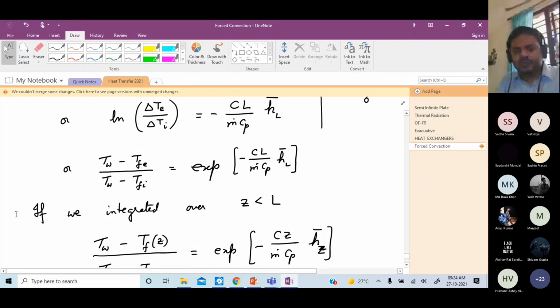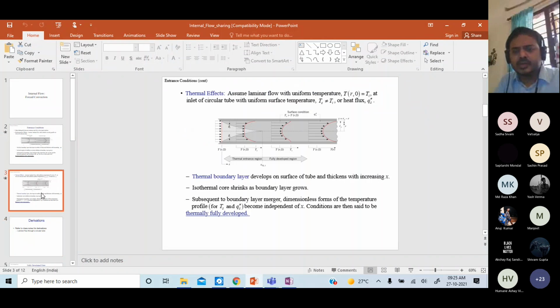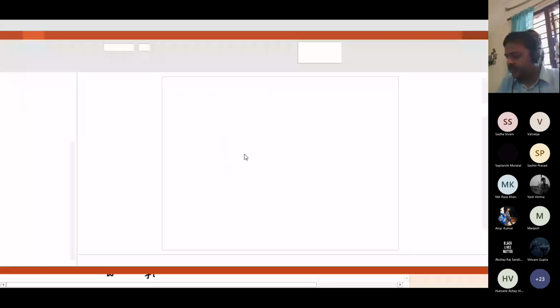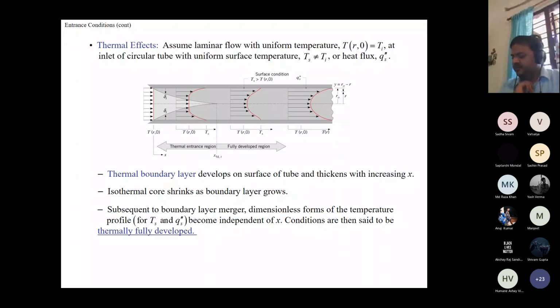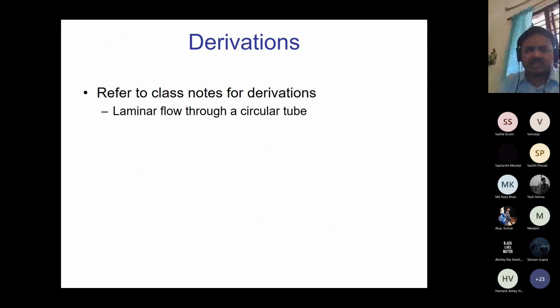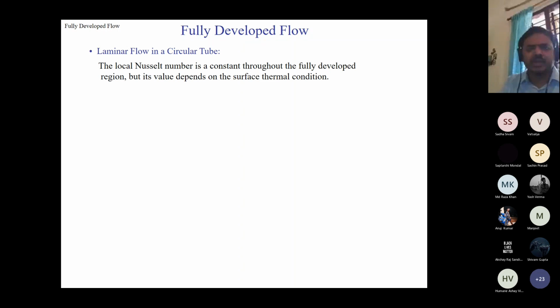Let's now move to the slides once more. What you see is there is a thermal boundary layer that develops on the surface of the tube, which we have already studied. And these are thermally fully developed flow. Derivations, laminar flow through a circular tube, I'll post. And I've already done some of these.